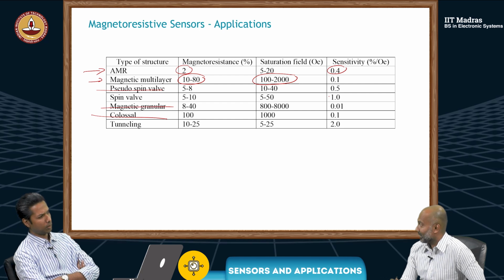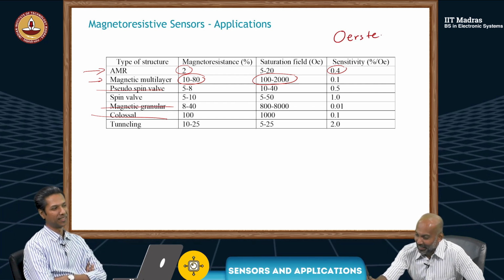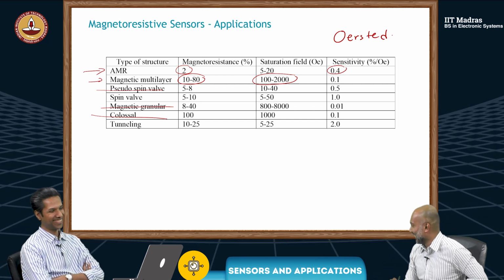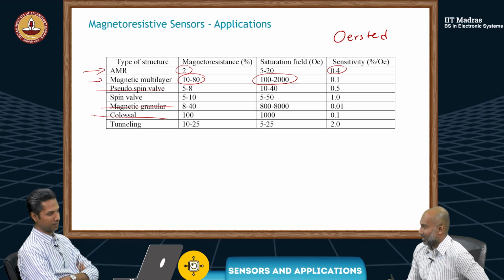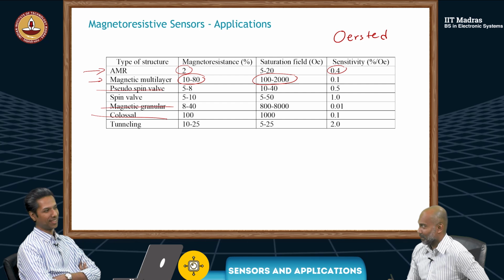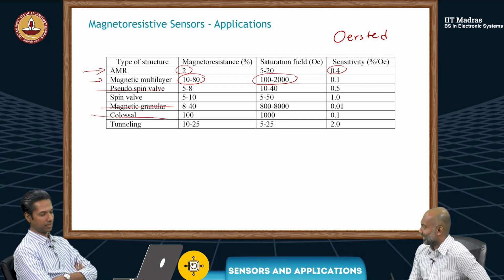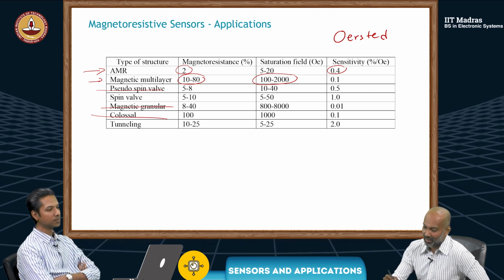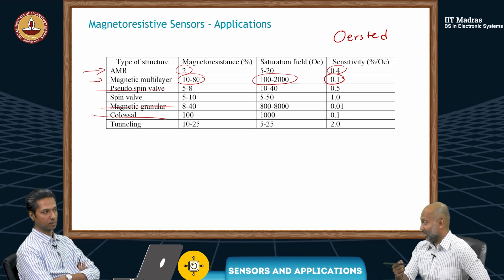You said some unit called Oersted. Oersted, yeah. Actually, he's a very famous scientist, right? It's a unit of magnetic field, flux. It's not an SI unit, I think. It's not an SI unit, yeah. But I think a lot of countries still use Oersted, right? Yeah. So that sensitivity is only 0.1, even lower than an AMR, right?